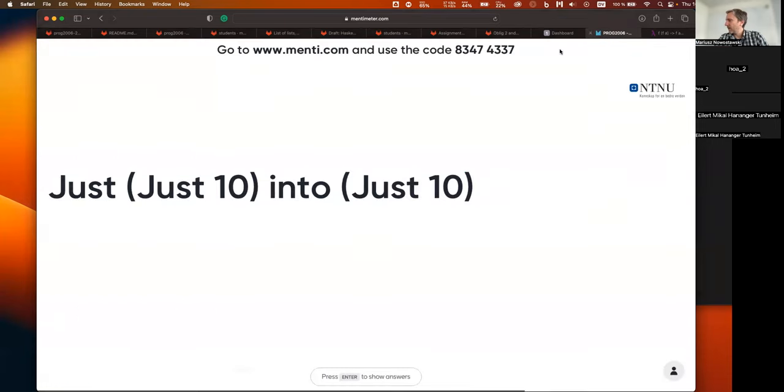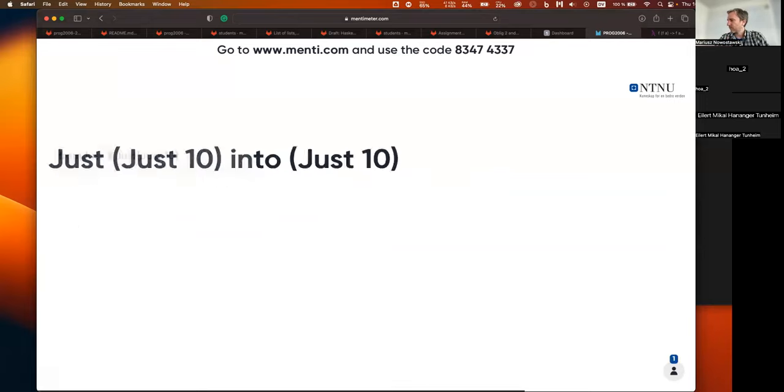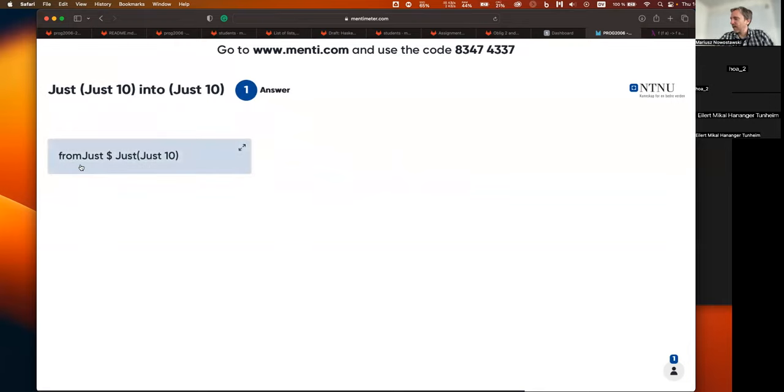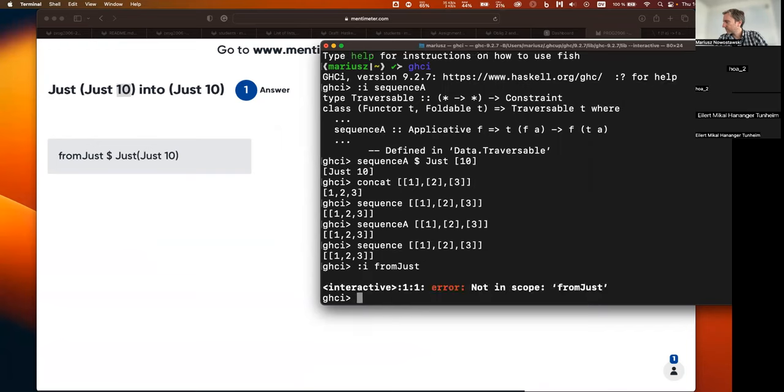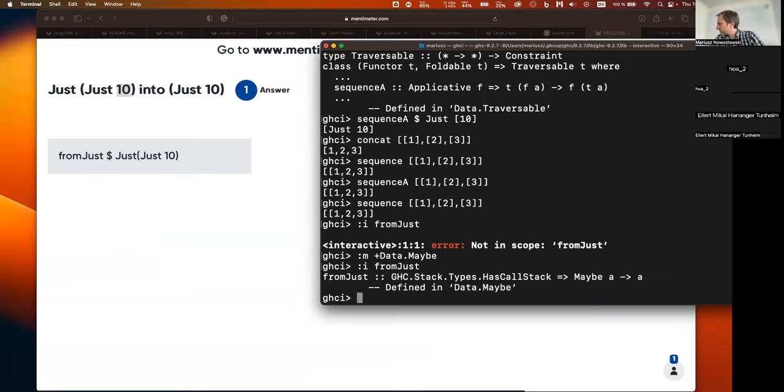So if we were to combine Just 10 into Just 10, we want to collapse one level, like we want to collapse the level of our nesting to a single level. Then I would use fromJust, right? So doing that would work, but that would be unsafe, because if on the right-hand side I have Nothing, that would blow up, right? It takes Maybe a, introduces a. So if there is a Nothing, it will throw an exception, right?